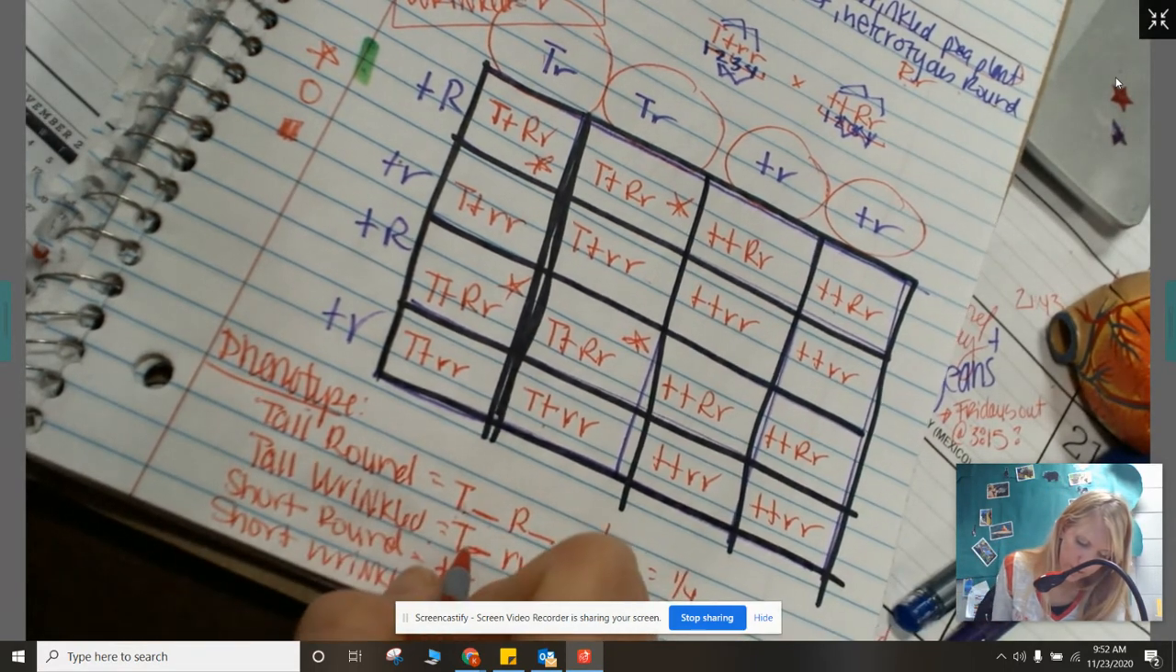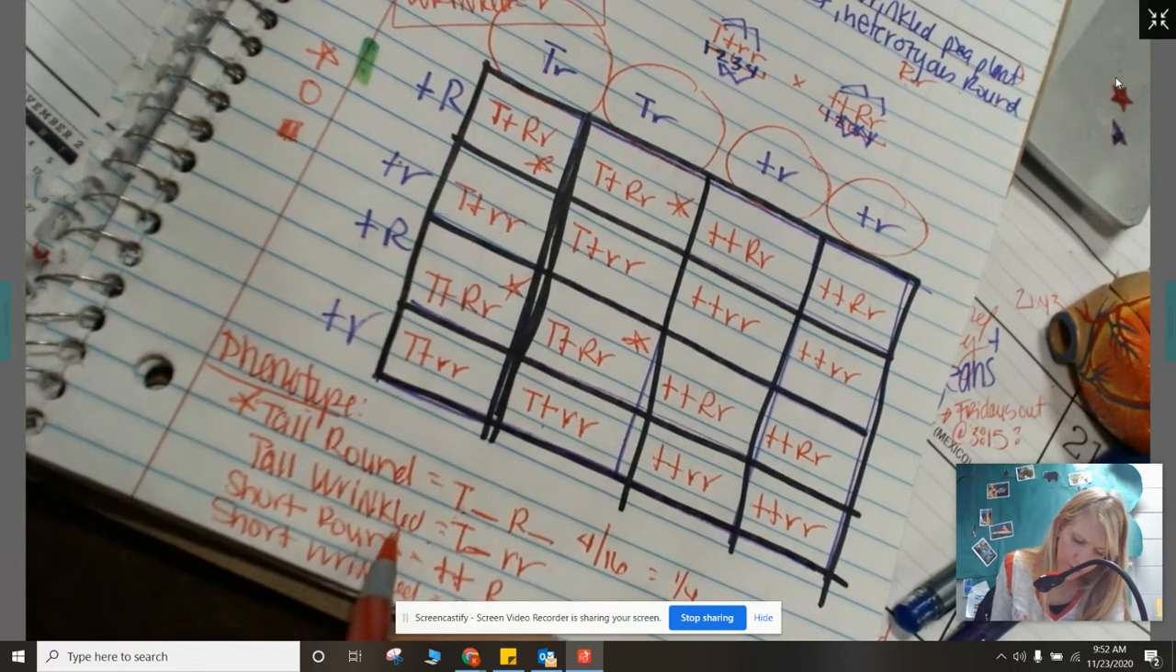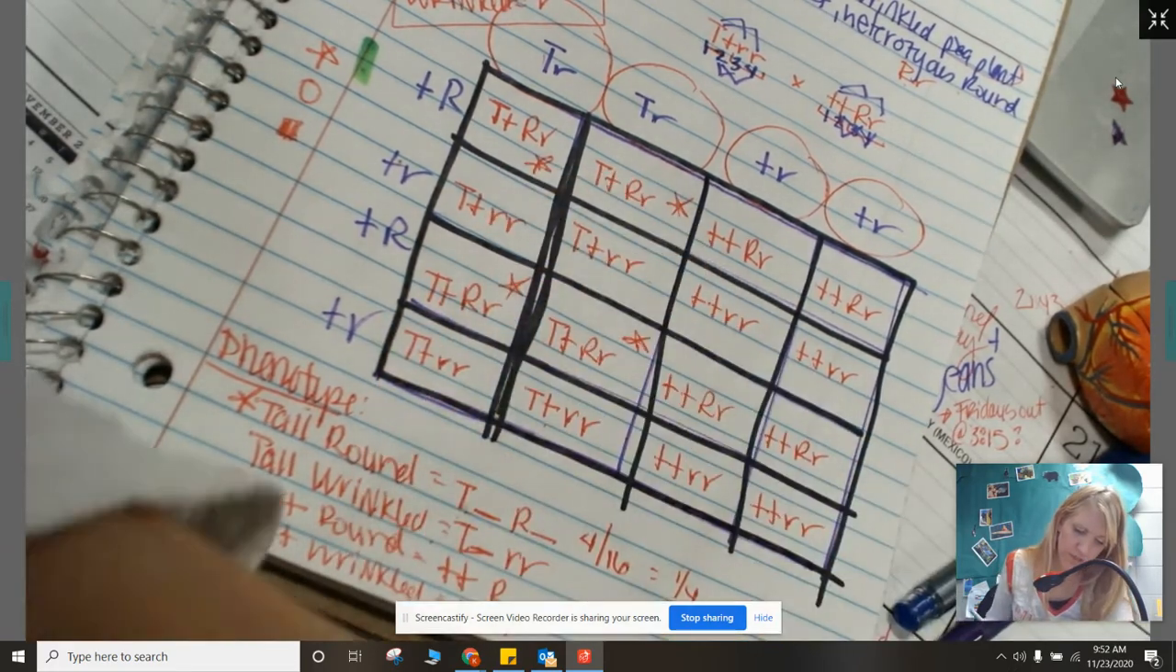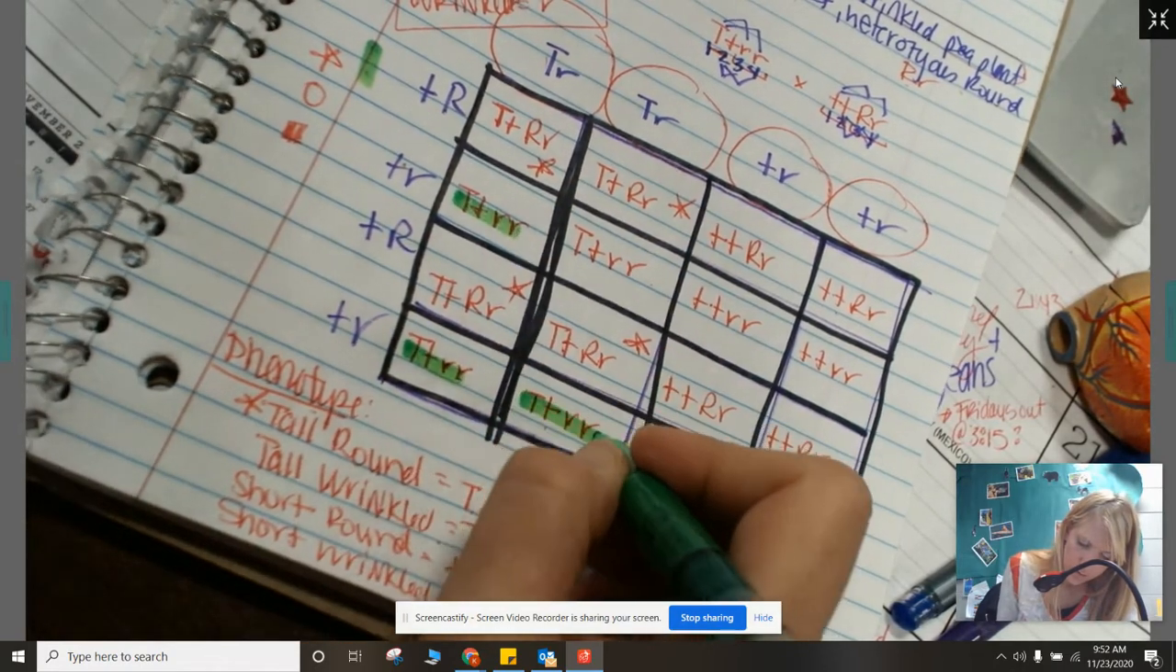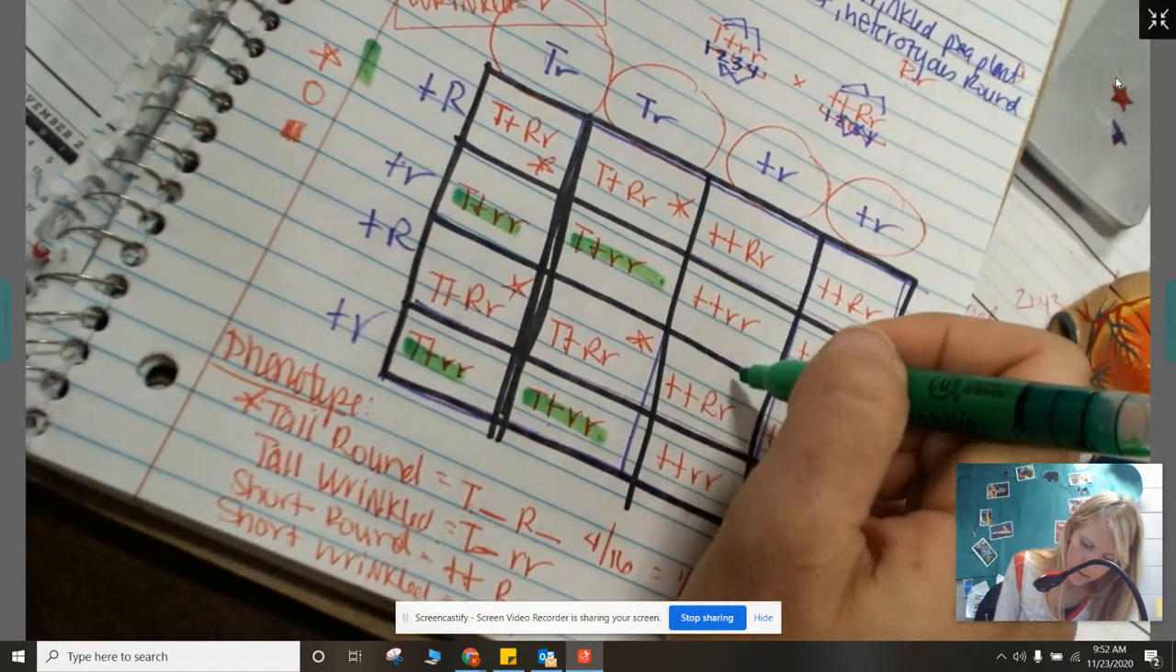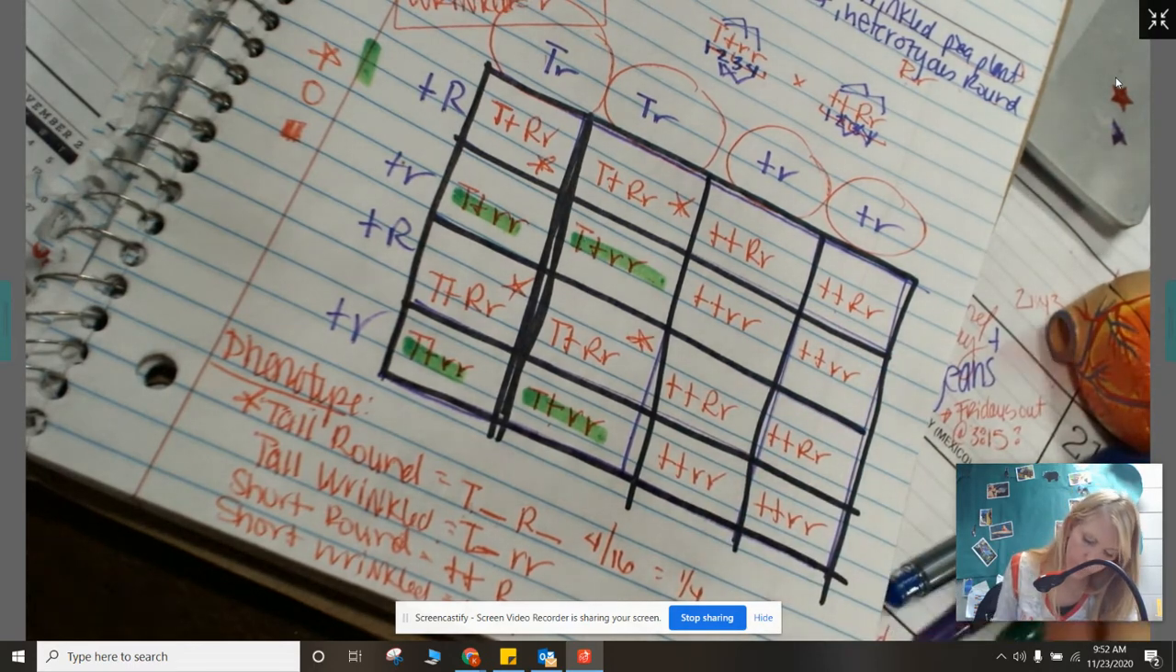Okay, tall wrinkled. Those are starred. Tall wrinkled is big T, blank, little r, little r. Let's check. I'm going to highlight it. 1, 2, 3, 4. So 4 out of 16.